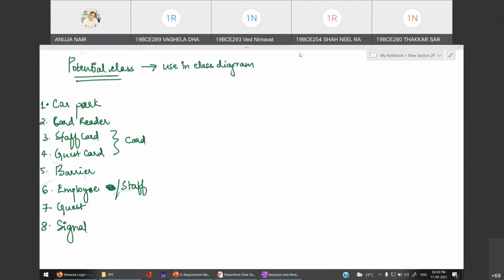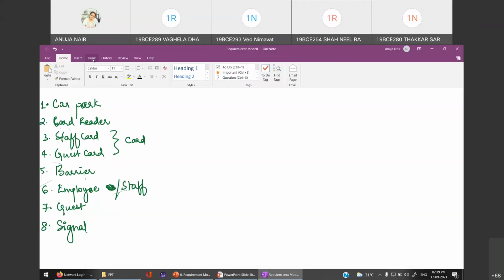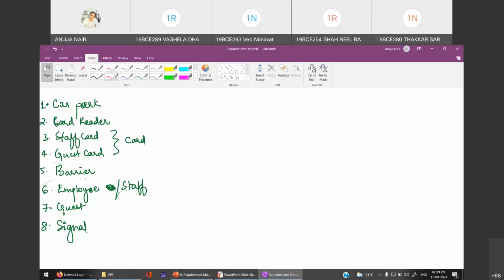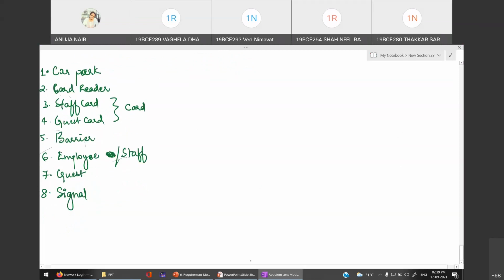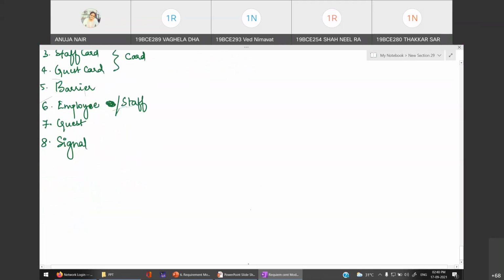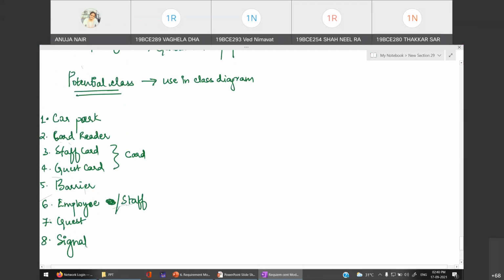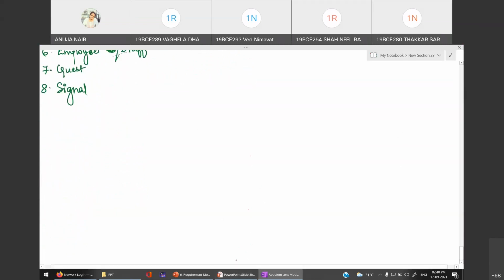Is there any doubt till here? Please let me know. Now we'll start making the class diagram, so I need to figure out, is there any doubt till here? Is it understood to all of you? Yes, I'm hoping. Okay, great. Now let us make the class diagram. We'll start with the class diagram. So please list down these potential classes. I'll be using them. So let's make the class diagram.